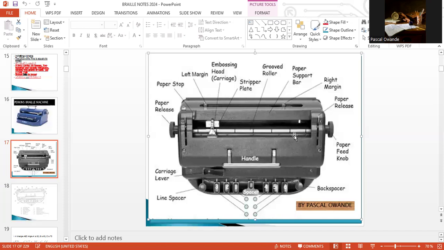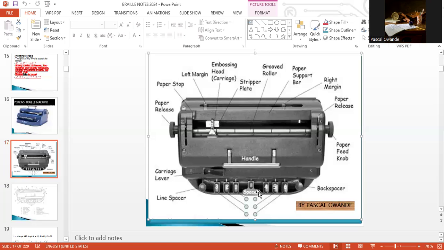Then we have the carriage lever, this one here. The carriage lever is what makes the embossing head move. We can press it on the top here to move the embosser to the right and also to the left. It is called the carriage lever.